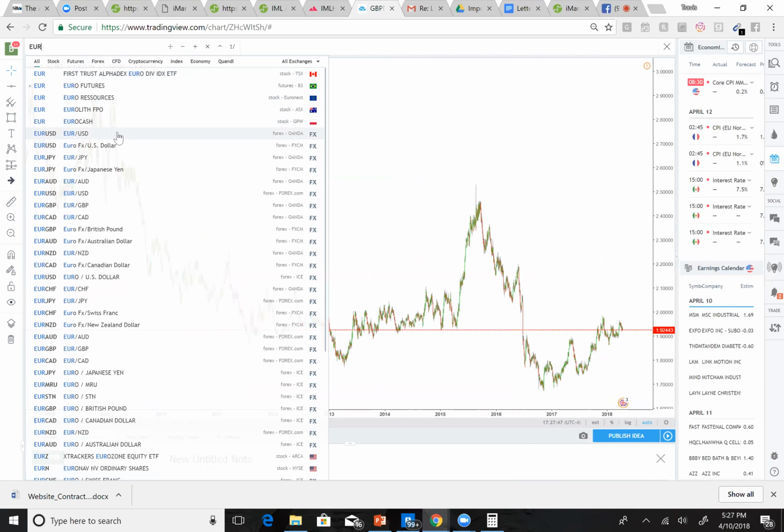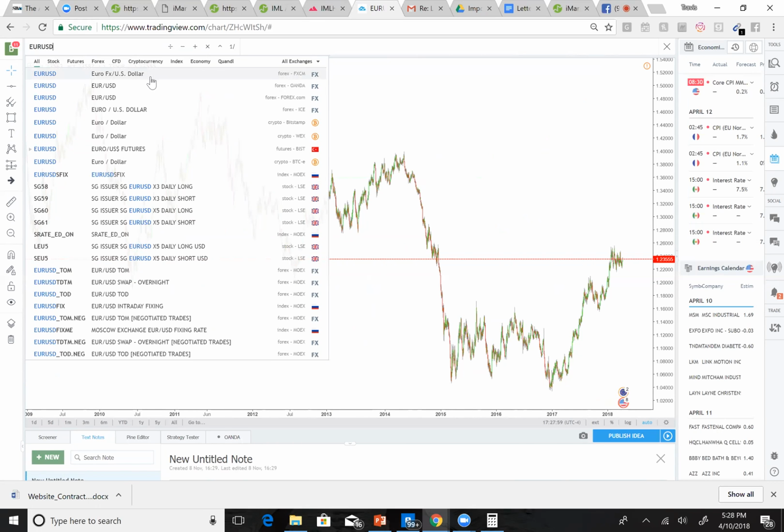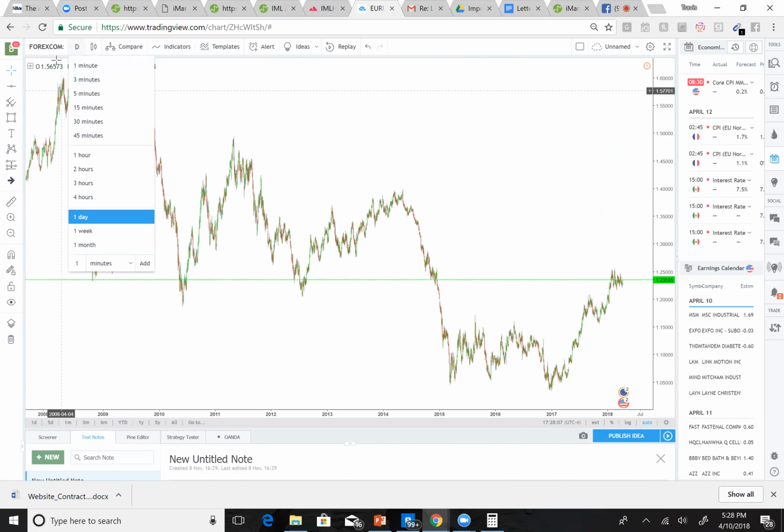Use signals when people send them to you, and make sure that you understand what they're looking at. It's too easy to do. All right, so I want you guys to go back, work on this, see if you can start marking up support and resistance.